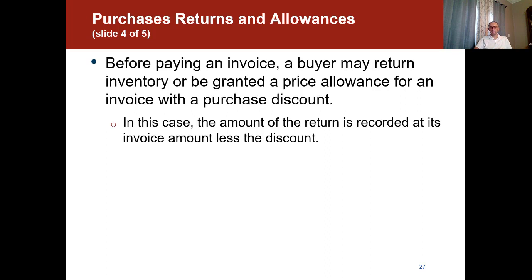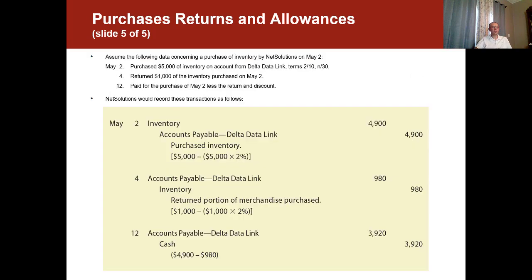So before paying an invoice, a buyer may return inventory or be granted a price allowance for an invoice with a purchase discount. In this case, the amount of the return is recorded as its invoice amount less the discount. So don't forget about the discount. So let's see. Assume the following data concerning purchase of inventory by Net Solutions on May 2nd. So we have here 3 transactions, and we'll see how they're going to be recorded and what are the journal entries related to these. So May 2nd, purchased $5,000 of inventory on account from Delta Data Link.